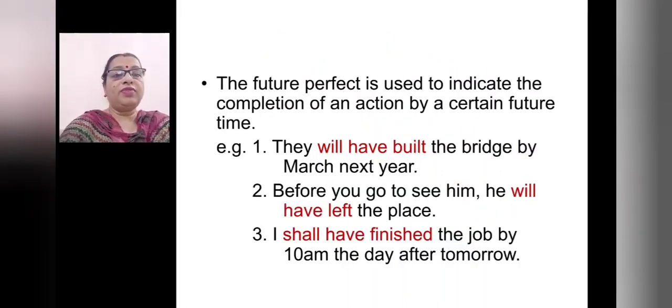The future perfect is used to indicate the completion of an action by a certain future time. They will have built the bridge by March next year. Before you go to see him, he will have left the place. I shall have finished the job by 10 a.m. the day after tomorrow. So, it indicates the completion of an action in the future time.